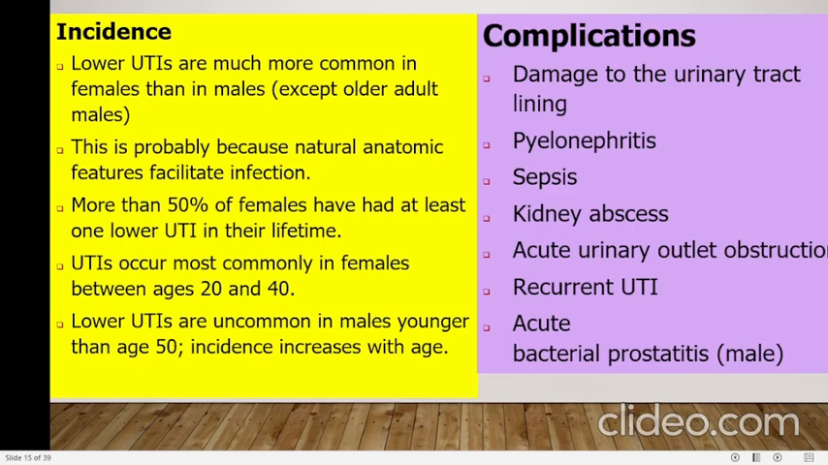So access to these inner organs and parts of the urinary system is easier, making it easier for there to be an infection. This is probably because of natural anatomic features that facilitate infection. We say that more than 50% of women have had at least one UTI in a lifetime. Almost half of the women have had a lifetime UTI infection.